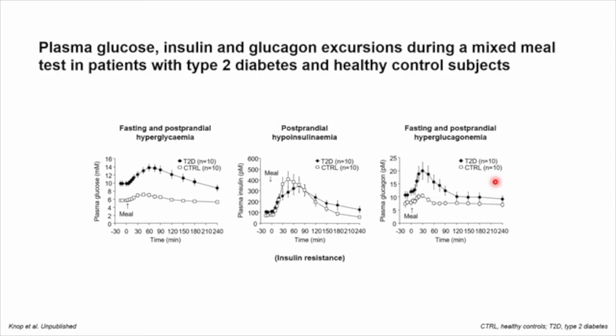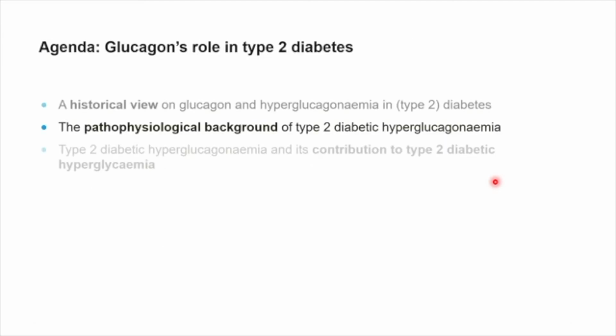But the real big difference is in terms of glucagon. You can see a clearly hyperglucagonemic state in the fasting state, but also postprandially, these patients respond with grossly exaggerated plasma glucagon levels. So this is a mixed meal response. So that was some historical notes about glucagon in type 2 diabetes.